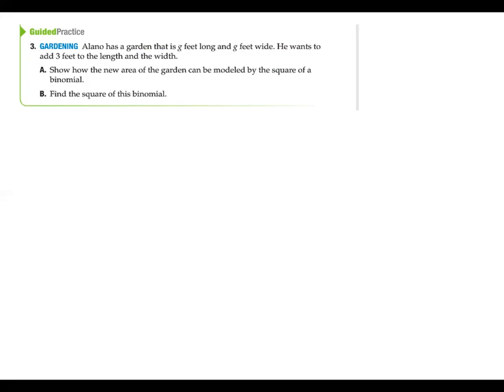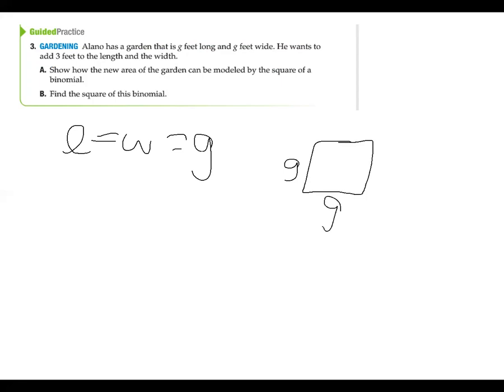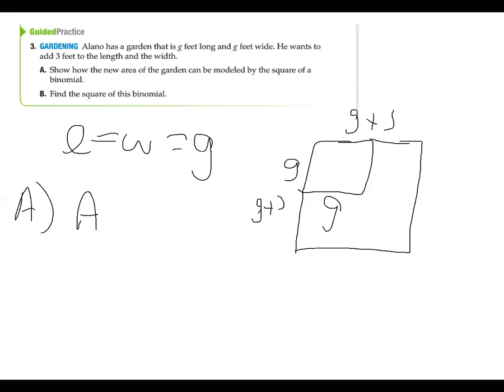All right, so in this problem, the length equals the width, which is g. So he has a square garden. It's g by g. He wants to add 3 feet to the length. So this side would be g plus 3. And this side would be g plus 3 also, 3 feet to the length and width. Okay, so the new area of the garden can be modeled by the square of a binomial. So part A, the area would be g plus 3 times g plus 3, or g plus 3 squared, not cubed, squared.